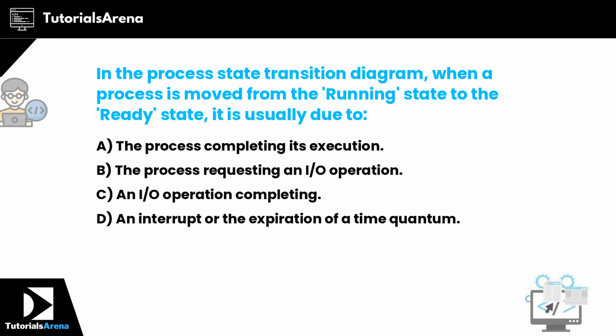In the process state transition diagram, when a process is moved from the running state to the ready state, it is usually due to. The correct answer is option D, an interrupt or the expiration of a time quantum.